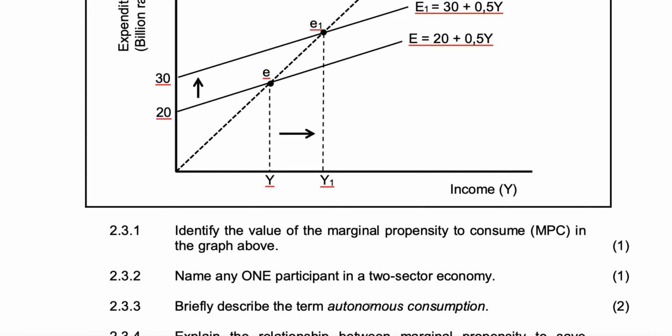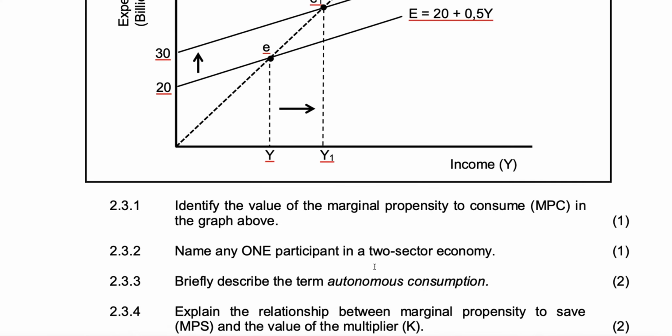Then briefly describe the term autonomous consumption. Well, autonomous consumption is consumption that happens even when income levels are at zero. If you look at the consumption function, it will have this autonomous consumption, it will say C, sorry, and as zero. That zero implies that income is at zero.